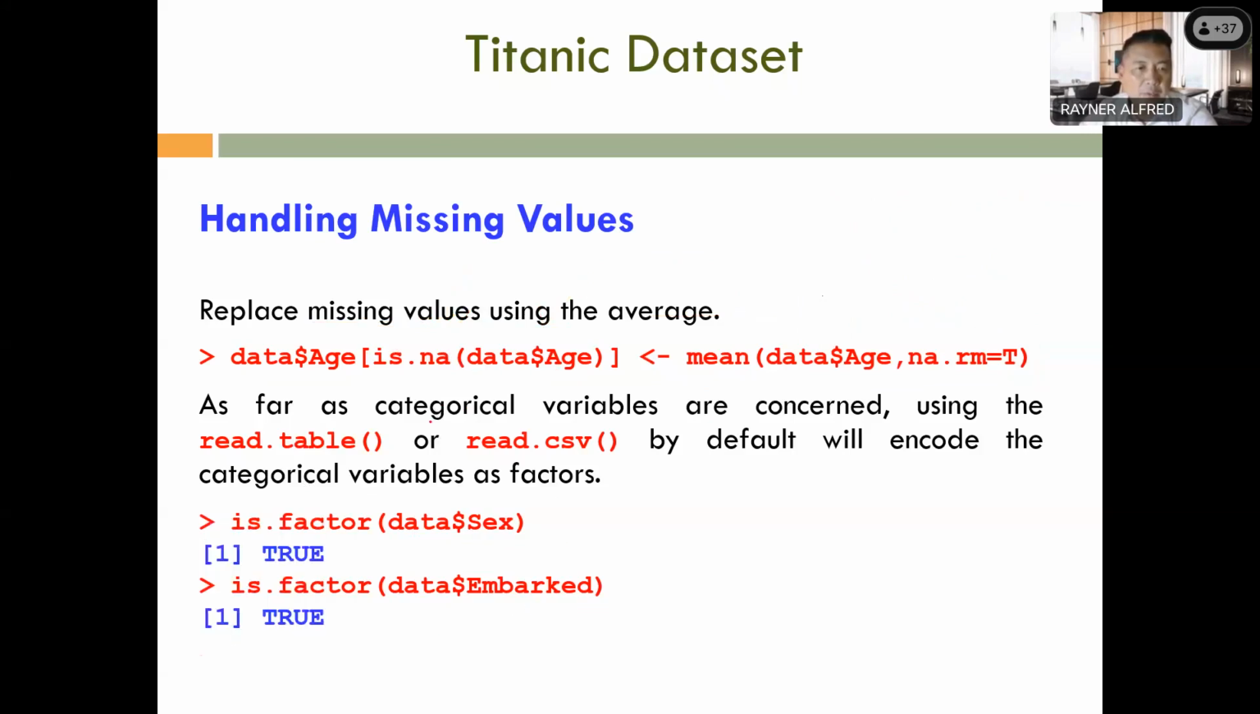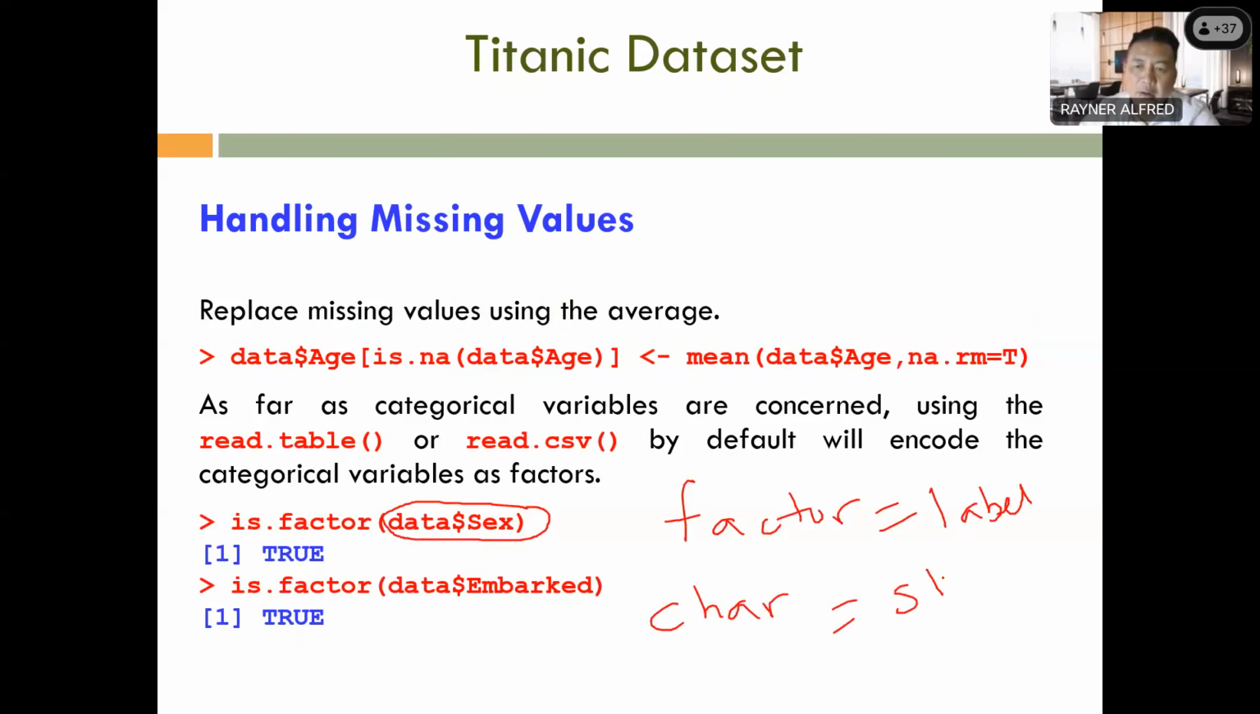Okay, we can also look at the function is.factor in order to determine whether the particular column is factor or character. Remember that factor is label. Character is just a string of characters. So we can check that our gender is factor, and our inbox feature is also factor.